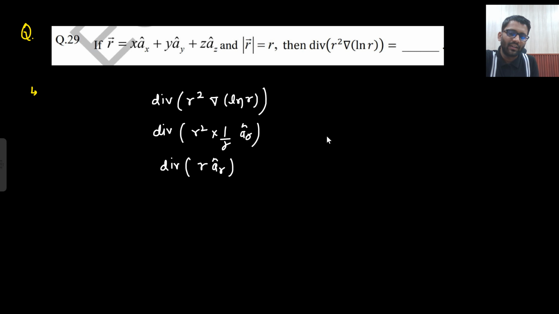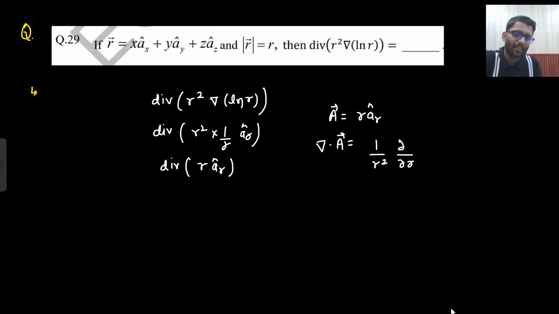Basically you need to find, let's say my vector A is r ar cap. So you need to find del dot A. What would that be? This is in spherical coordinate system. So 1 by r square, del by del r, del by del r square is there. Here also r square will come. This is just a question based on a formula. You should remember the formula.